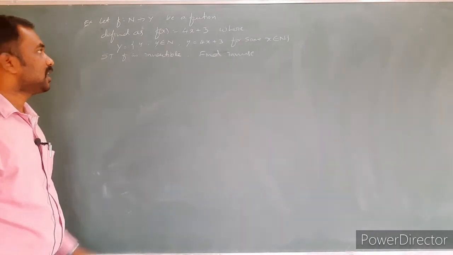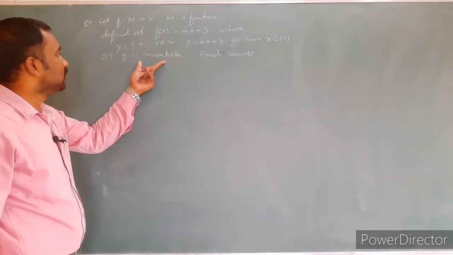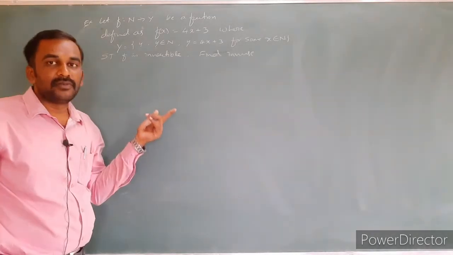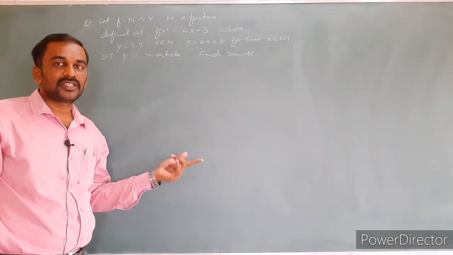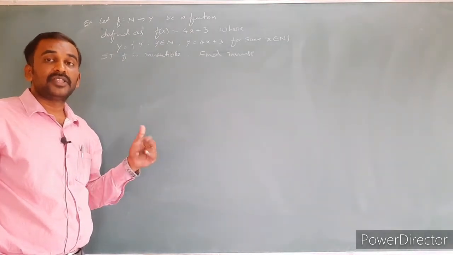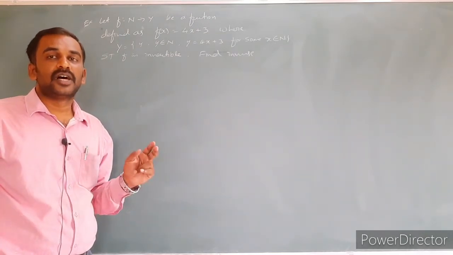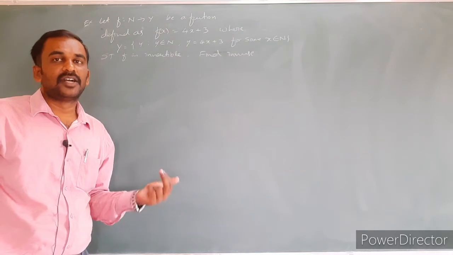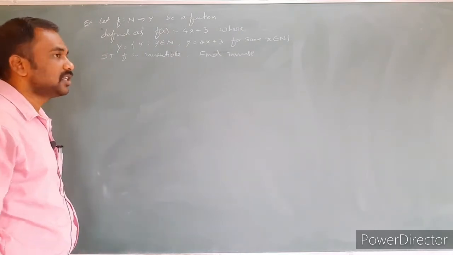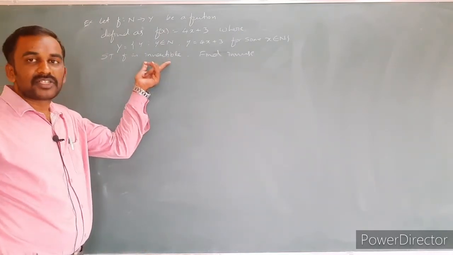Already people are familiar with how to show that a function is invertible. What is invertible? Whenever the inverse of a function exists, it is said to be invertible. The inverse exists whenever the function is bijective. What is bijective? A function that is both 1-1 and onto is said to be bijective. Bijective means the inverse exists, which means invertible.